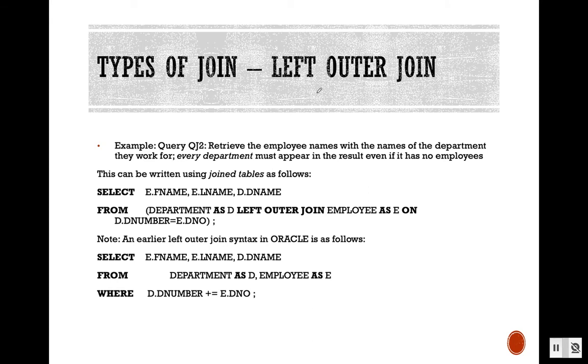Now in the outer join we have two types: left outer join and right outer join. So let's see, we have two tables, employee and department. Let's say we want to retrieve the employee names with the names of the department they work for. Every department must appear in the result even if it doesn't have any employee.